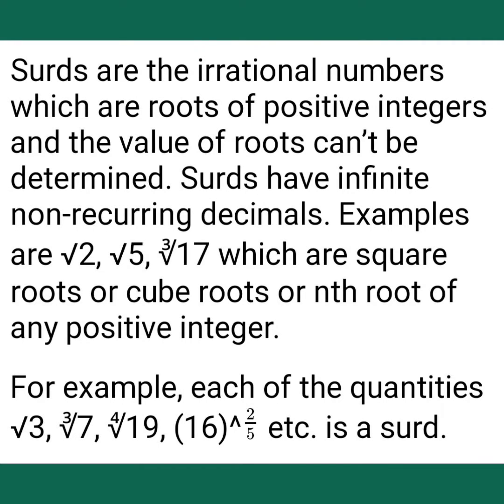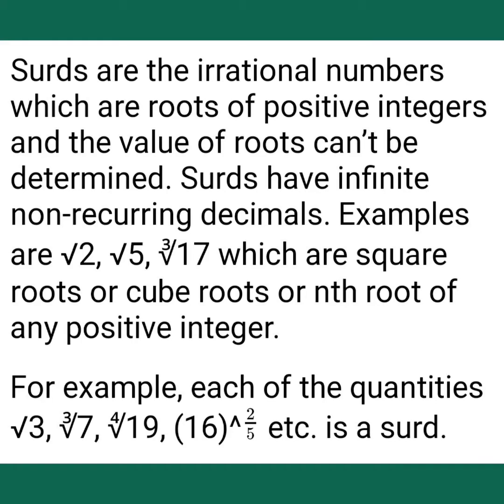Now we will see what is a surd. Surd is the irrational number. Surds are the irrational numbers which are roots of positive integers, and the value of the roots cannot be determined. Surds have infinite non-recurring decimals.